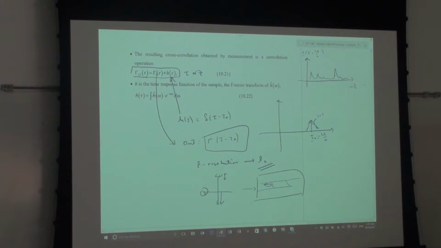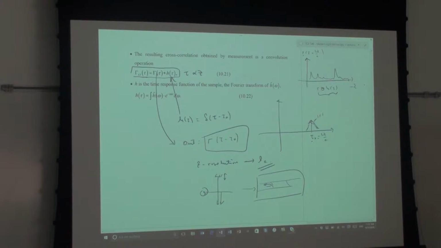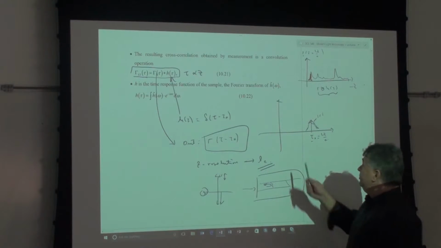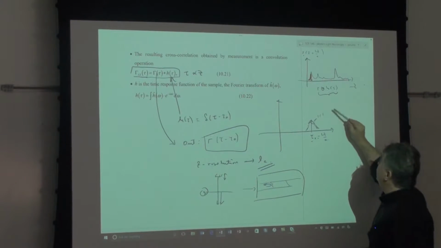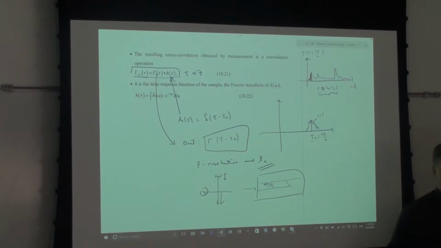You can think of this entire profile as the convolution between gamma and H of tau. Gamma will be, do you remember what gamma is? It's just the narrow spike in the beginning. Could be this, the smallest feature you can detect. That's gamma. The fact that you have an object, you take this gamma and you convolve it with whatever the object function is.